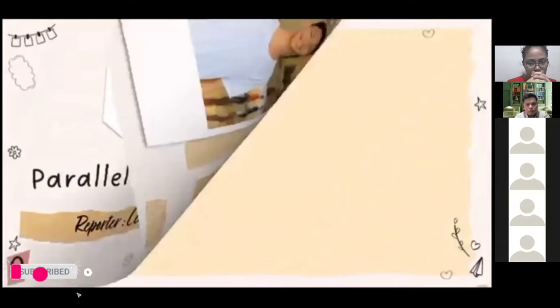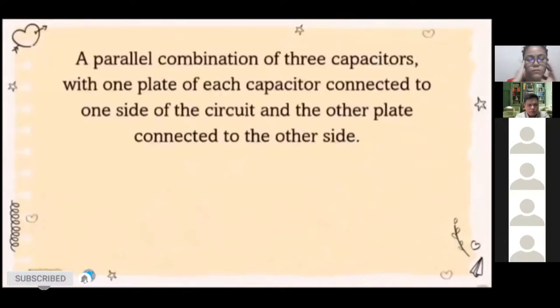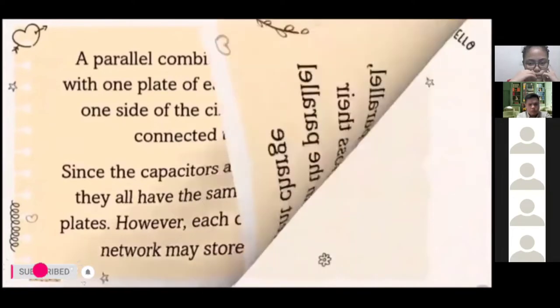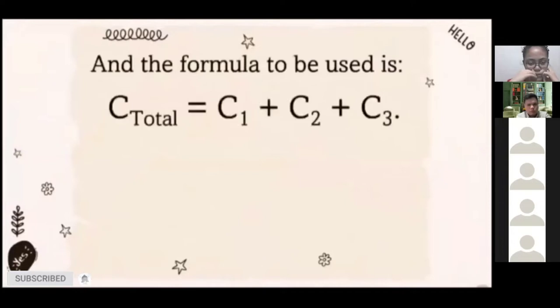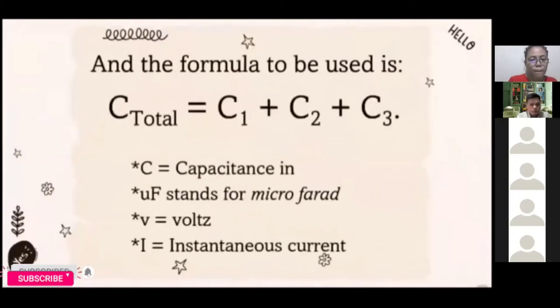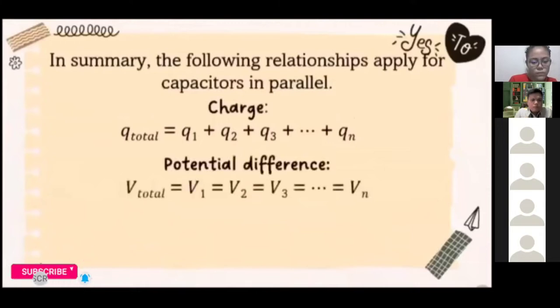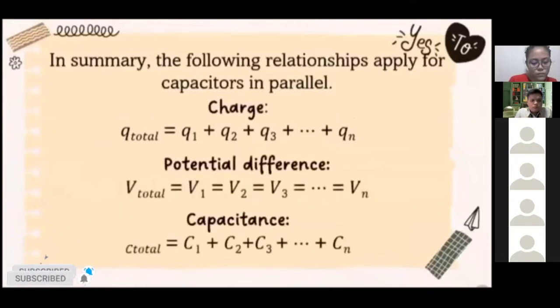For the parallel capacitor, it is a combination of three capacitors connected to each side of its circuit from one plate to another. Since the capacitors are connected in parallel, they all have the same voltage. However, each capacitor may store different charges. And the formula to be used is C total or total capacitance is equal to capacitance 1 plus capacitance 2 plus capacitance 3.